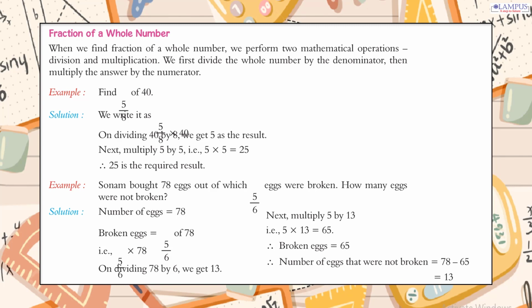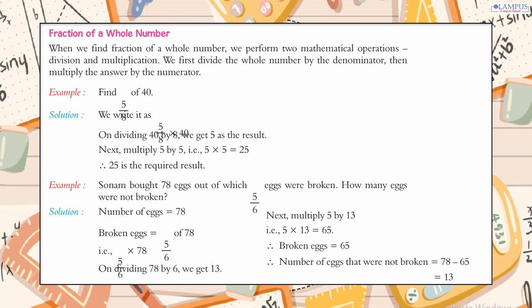Example. Sonam bought 78 eggs, out of which 5 by 6 of the eggs were broken. How many eggs were not broken? Solution. Number of eggs equals 78. Broken eggs equals 5 by 6 of 78, that is, 5 by 6 multiplied by 78.